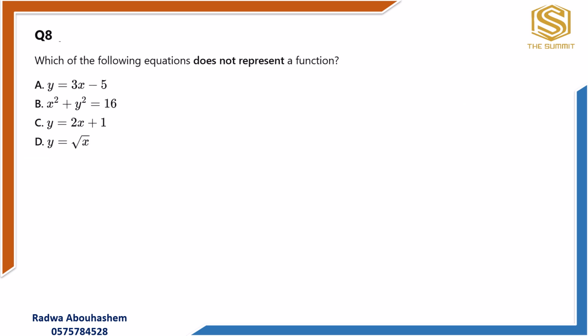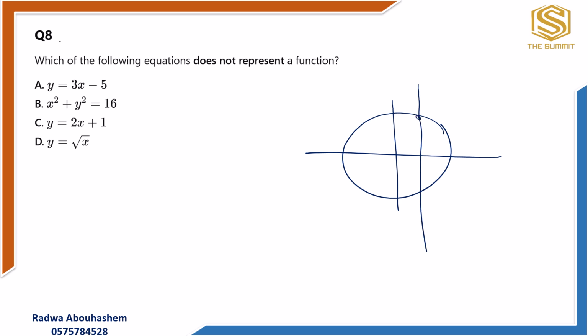Which of the following equations does not represent a function? Here we have y equals 3x minus 5. So for each x, you have one y. If I say x equals 1, it will give me 3, 3 minus 5 gives me negative 2. So just only one value. Now x power 2 plus y power 2 equals 16. Do you remember what this is? This is the equation of the circle. And if you draw a circle on the Cartesian plane, this means that the vertical line will pass by 2 points. So this is not a function.